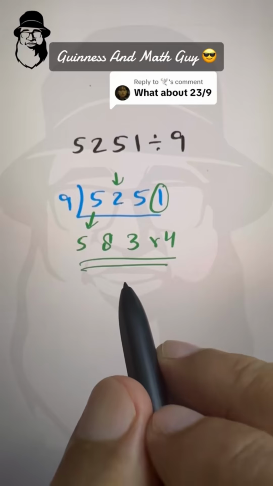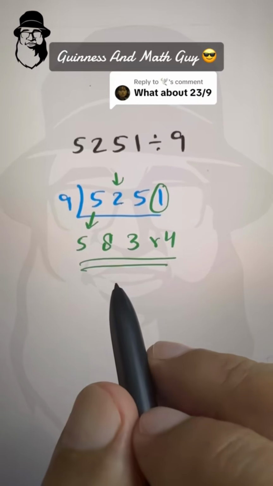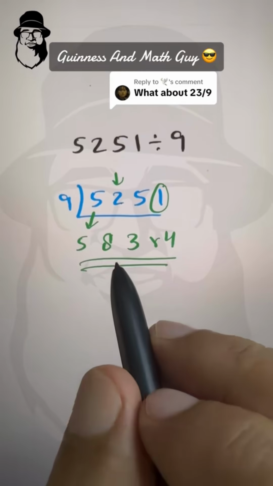Now this is the easiest way that I know of dividing by 9. Any long digit number you can divide by 9 easily in one line.